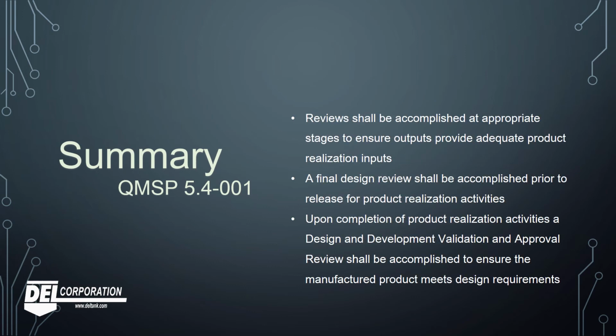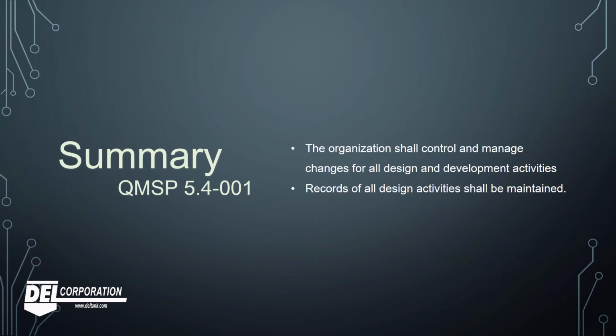Reviews shall be accomplished at appropriate stages to ensure outputs provide adequate product realization inputs. A final design review shall be accomplished prior to release for product realization activities. And upon completion of product realization activities, a design and development validation and approval review shall be accomplished to ensure the manufactured product meets design requirements. The organization shall control and manage changes for all design and development activities, and records of all design activities shall be maintained.